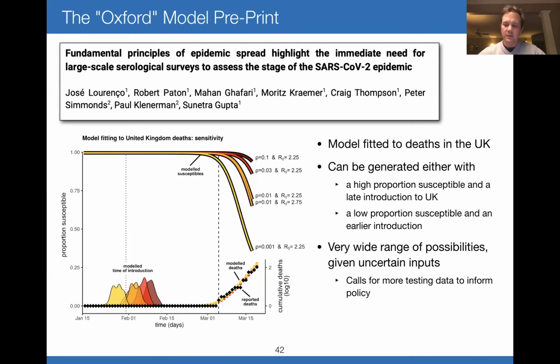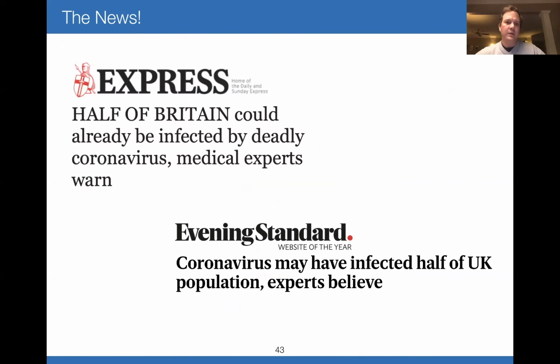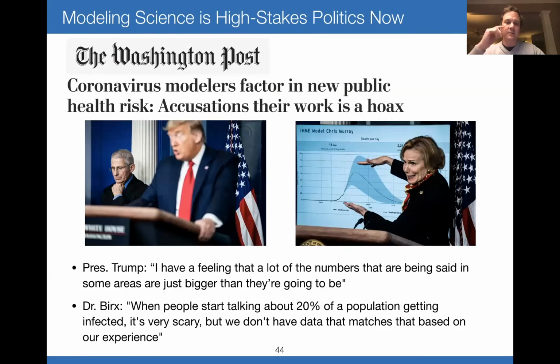How did the news interpret this? The news interpreted this by looking at the light yellow line here and saying that half of Britain could already be infected by coronavirus. Okay, so simply one scenario out of many, one interpretation of an imprecise parameter that was pulled out as the key headline and finding. That's not what the model was showing, but that's what the headline was about.